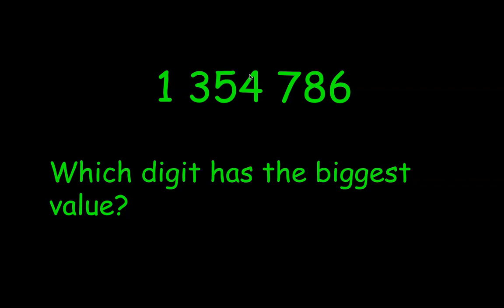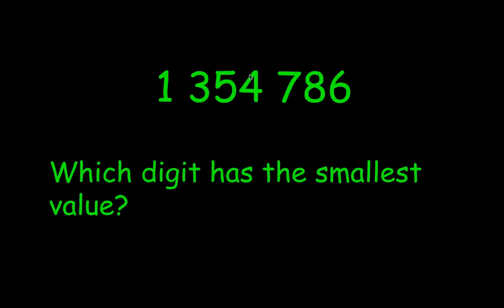1,354,786. Which digit has the biggest value? Think about it, point at it, get it in your head. The 1, by far, it's a million. It's 1 million. And even though it's the smallest digit in the number, it is the biggest value. 1,354,786. Which digit has the smallest value? 6. It's only 6 ones.